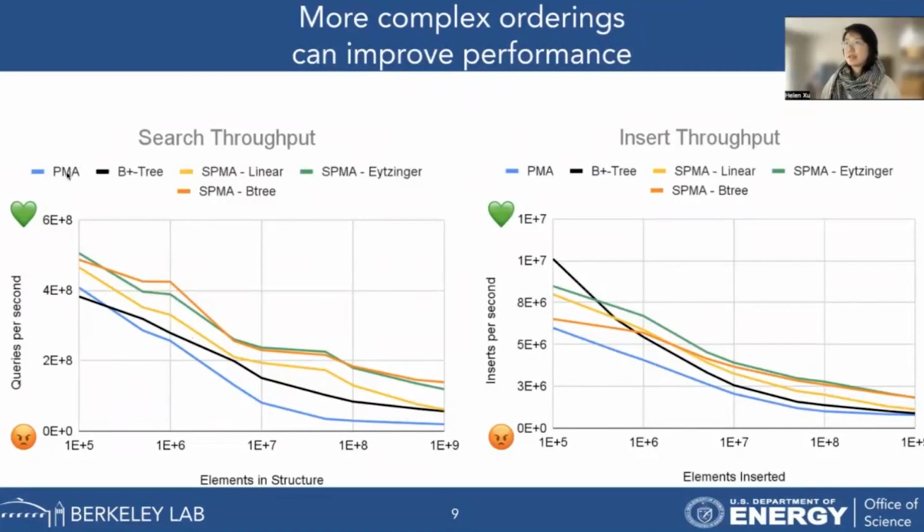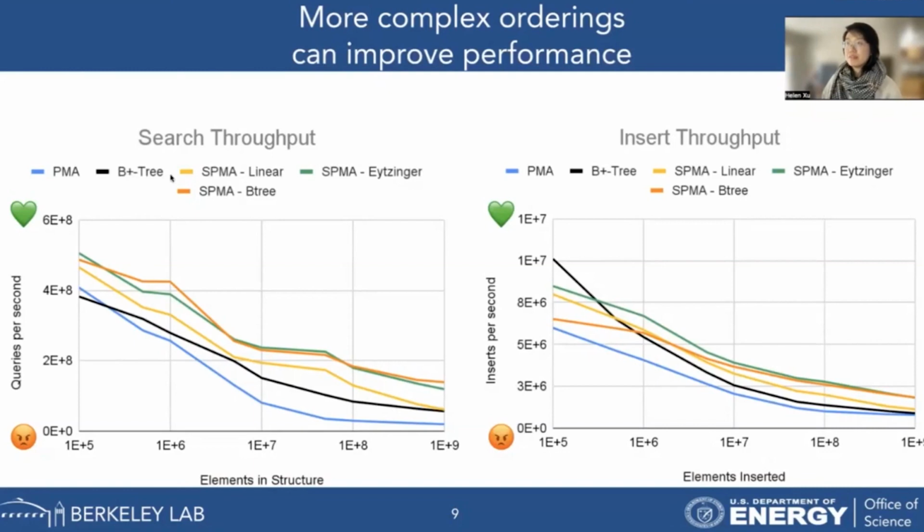And like expected, the PMA is the worst for point queries because it's asymptotically suboptimal, and also it has to jump around in memory when doing the binary search. The B tree, the B plus tree, I guess, is asymptotically optimal for point queries. And indeed, we see that it is better than the PMA. So this black line, which is the B tree, is higher than this blue line, which is the PMA.